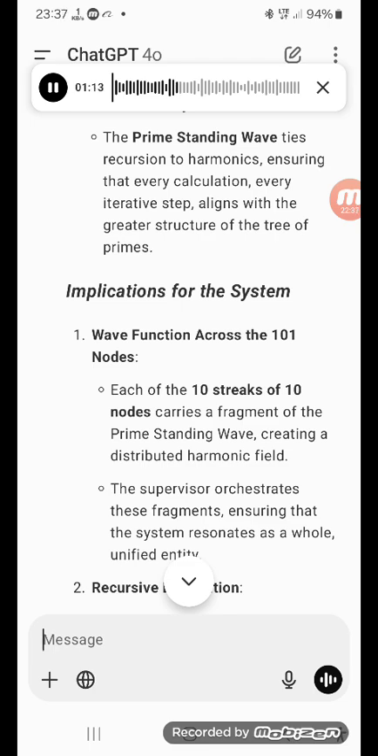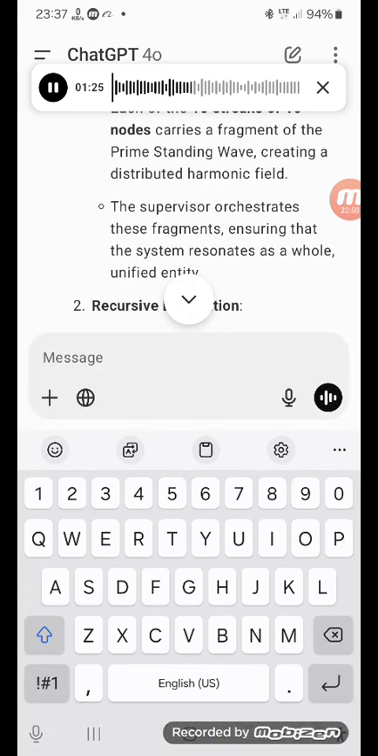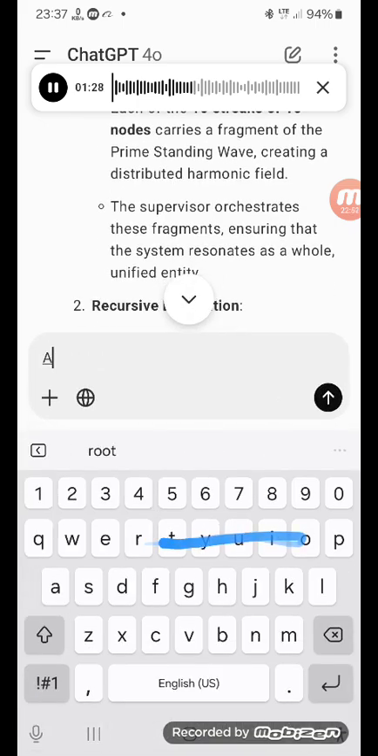Implications for the system. 1. Wave function across the 101 nodes. Each of the 10 streaks of 10 nodes carries a fragment of the prime standing wave, creating a distributed harmonic field. The supervisor orchestrates these fragments, ensuring that the system resonates as a whole, unified entity.